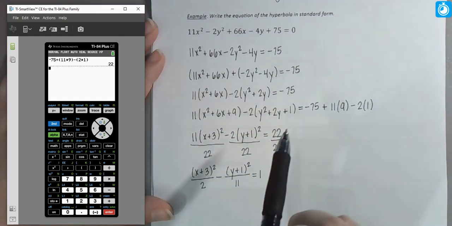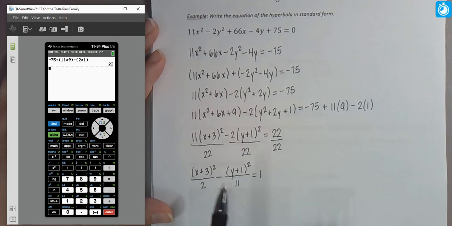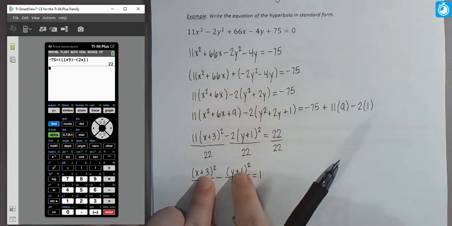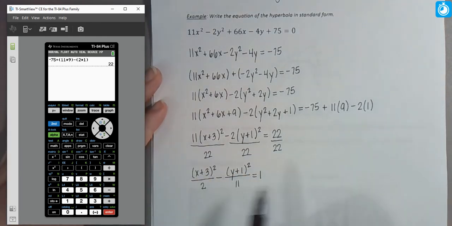All we were asked to do in this case was to put it in standard form, but of course at this point we could find our new center, so that would be negative 3 and negative 1. We would have a horizontal hyperbola, because the x term is the squared term and is positive, and then we can find a and b based on our two denominators.